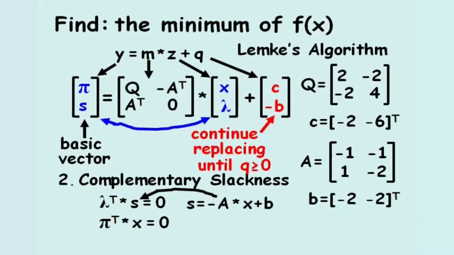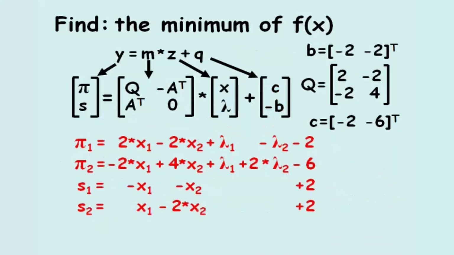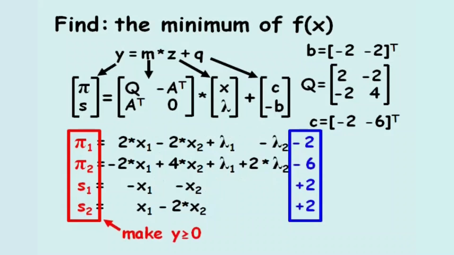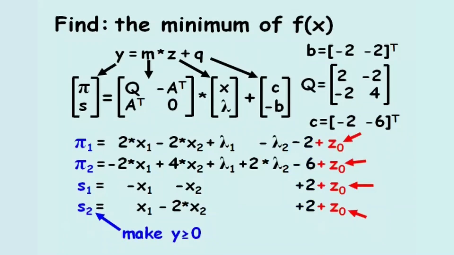After substituting in each known value, we'll write out the four equations. Since all non-basic variables x1, x2, lambda 1, and lambda 2 equal 0, our basic vector y equals the vector q. That is, pi 1 equals -2, pi 2 equals -6, and so on. Since our objective is to make all basic variables non-negative, our strategy will be to add an artificial variable z0 to each of the basic variable equations.